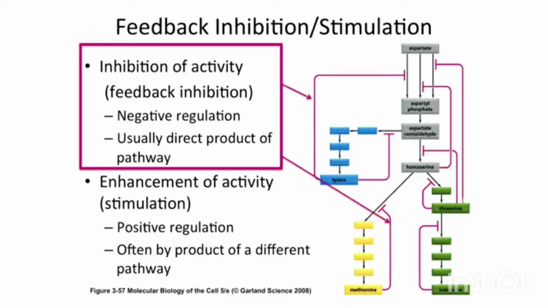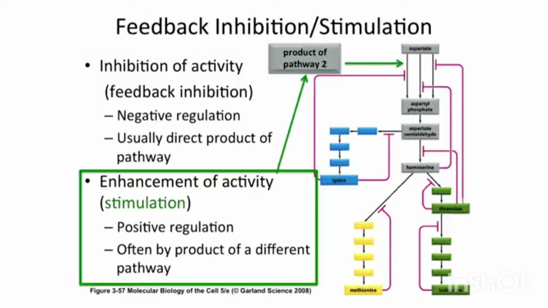So when you get enough methionine, you inhibit the conversion of homoserine to the first step in the methionine pathway. If you have enough isoleucine, you inhibit threonine conversion to the first step going to isoleucine. These are synthetic pathways for amino acids. If you have enough lysine, you inhibit aspartate semialdehyde, and so on and so on. So you can have these complex regulatory pathways. Again, usually some direct product of the pathway.